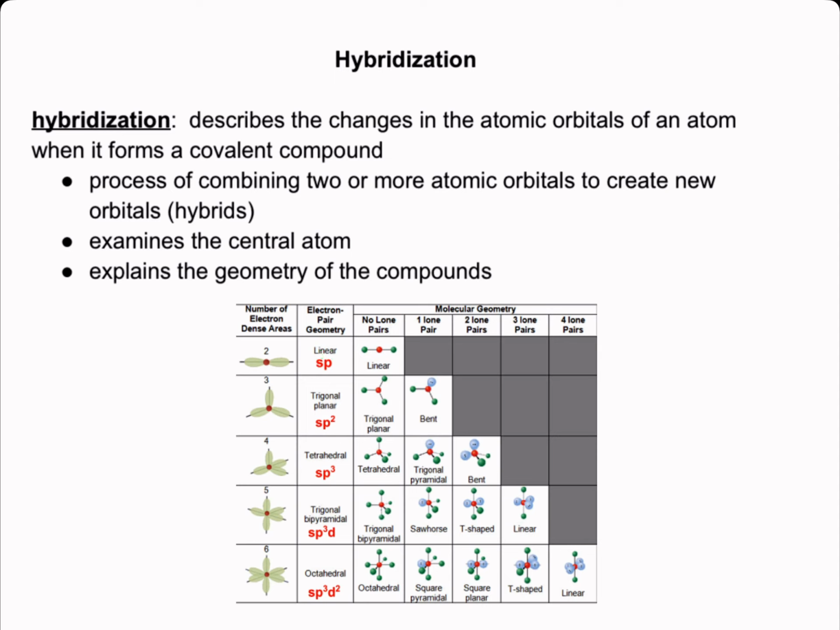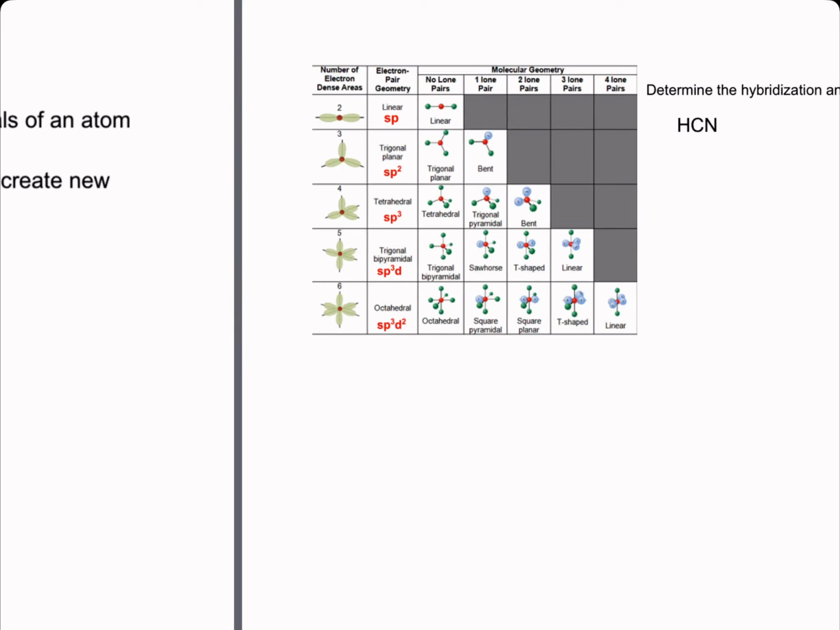Steric number 3 correlates to an sp2 hybridization. 1 plus 2 is 3. Steric number 4 is going to correlate to an sp3 hybridization. Steric number 5, sp3d hybridization. Steric number 6, sp3d2 hybridization. Let's take a look at an example.